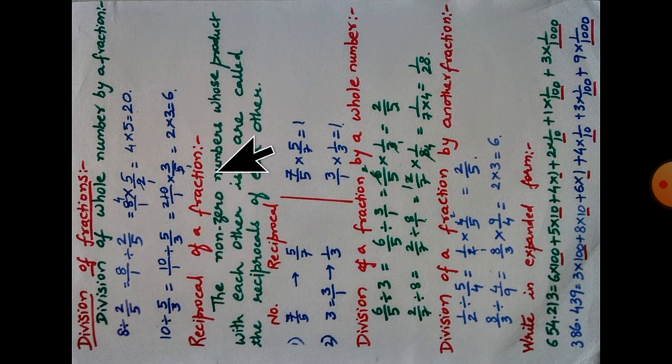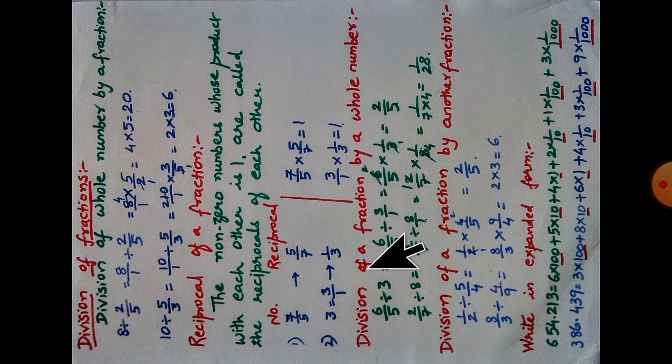Now reciprocal of a fraction. The non-zero numbers whose product with each other is 1 are called the reciprocals of each other. Now see, in reciprocal, the numerator will go in the denominator and the denominator will go in the numerator. So 7/5, the reciprocal is 5/7. If you multiply these two, then 7/5 into 5/7 equal to 1. 7 7 will be cut, 5 5 will be cut, so the answer is 1. Now 3 equal to 3/1 and its reciprocal is 1/3. If we multiply these two, 3/1 into 1/3 equal to again 1, because 3 3 will be cut.